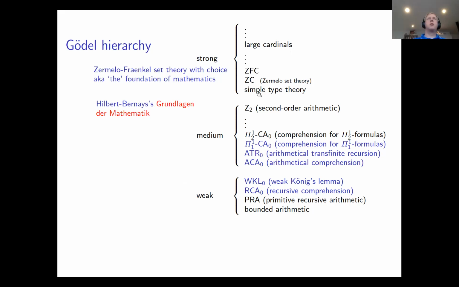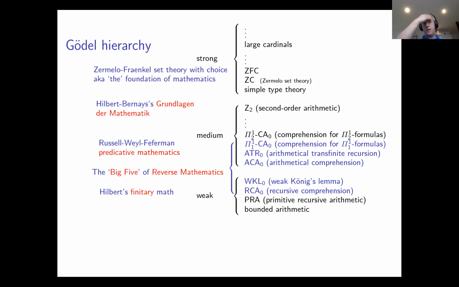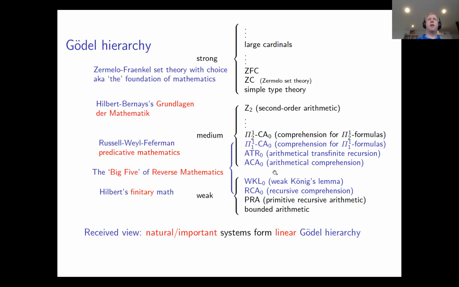And there's also historical precedent here, like second order arithmetic goes back to the Grundlagen. ATR0, as I've told you, is the limit of predicative math. The big five are, of course, here. Hilbert's finitary math occurs in Hilbert's program for the foundations of math. And most people will tell you that if it's natural, if it's important, it's somewhere here. Simpson has even claimed that 80 to 90% of all ordinary math can be done here. I disagree with that, but that's another discussion.